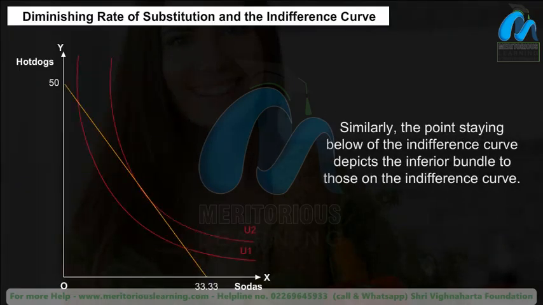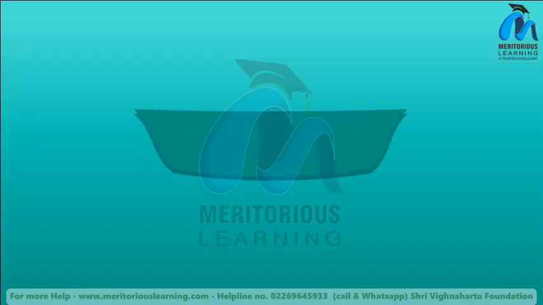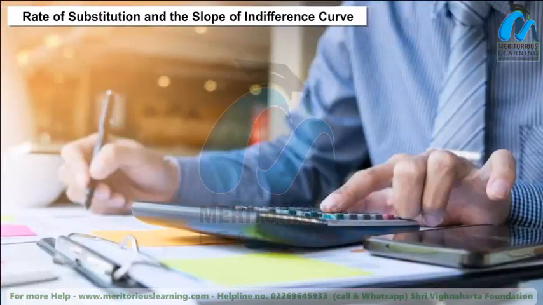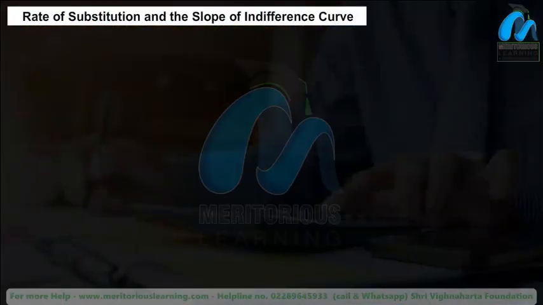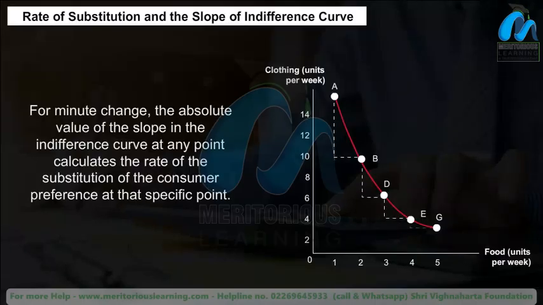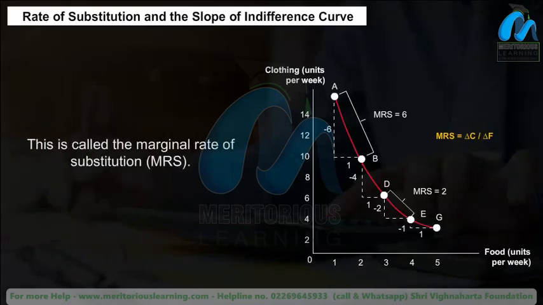Similarly, the points lying below an indifference curve depict bundles inferior to those on the indifference curve. Shape of indifference curve and utility, rate of substitution, and the slope of the indifference curve. For a minute change, the absolute value of the slope of the indifference curve at any point calculates the rate of substitution of the consumer's preference at that specific point. This is called the marginal rate of substitution, MRS.